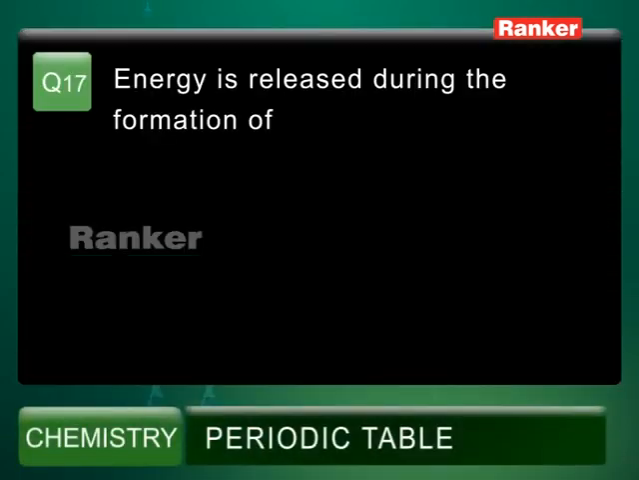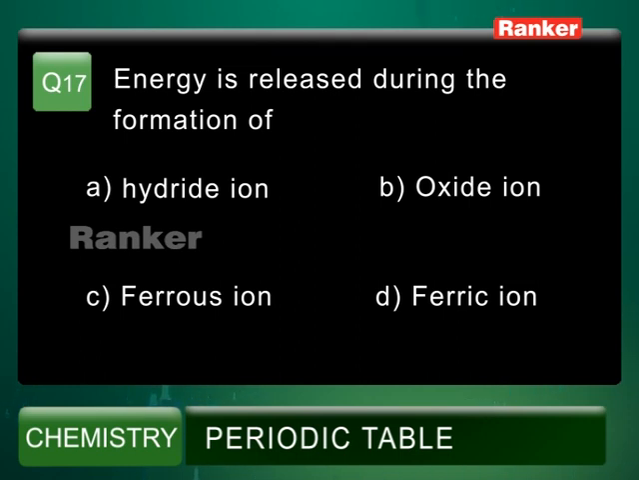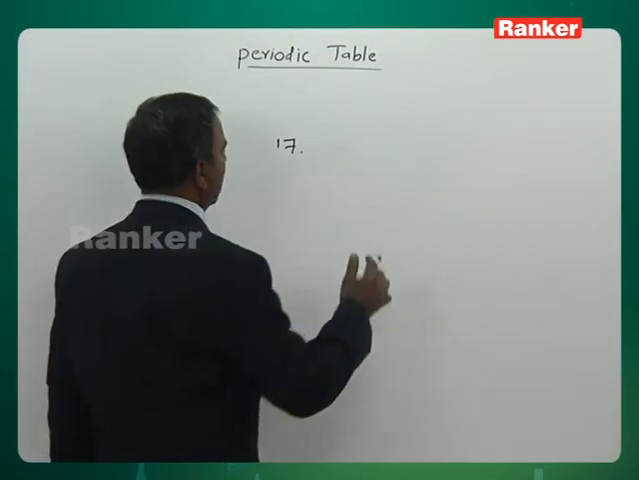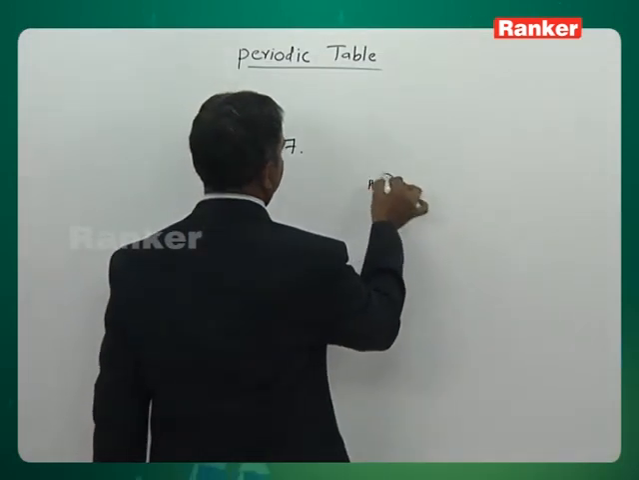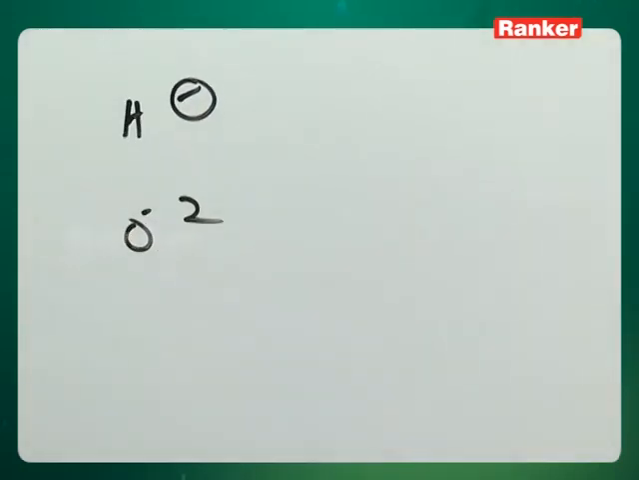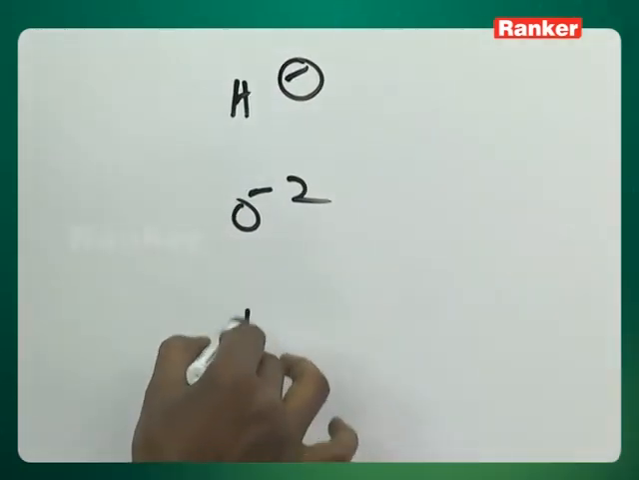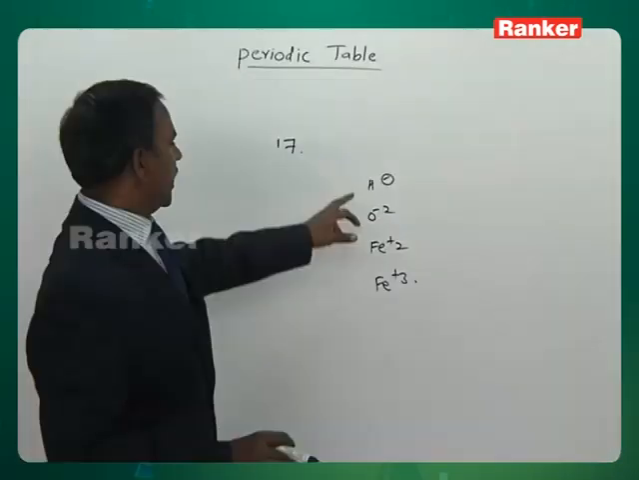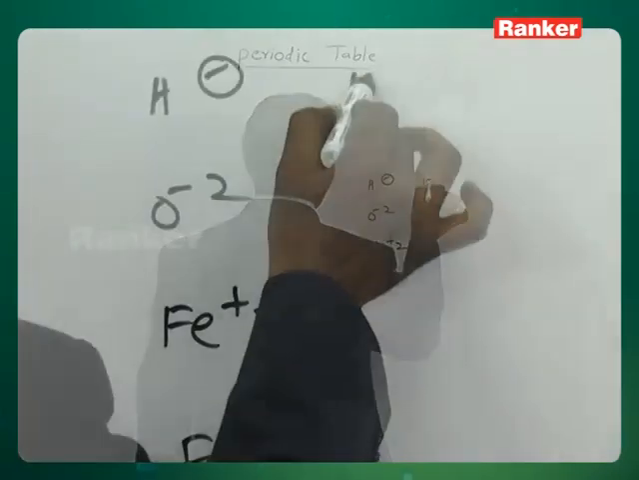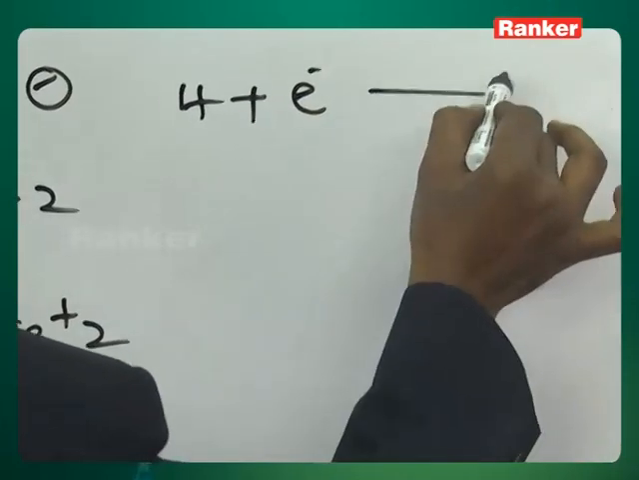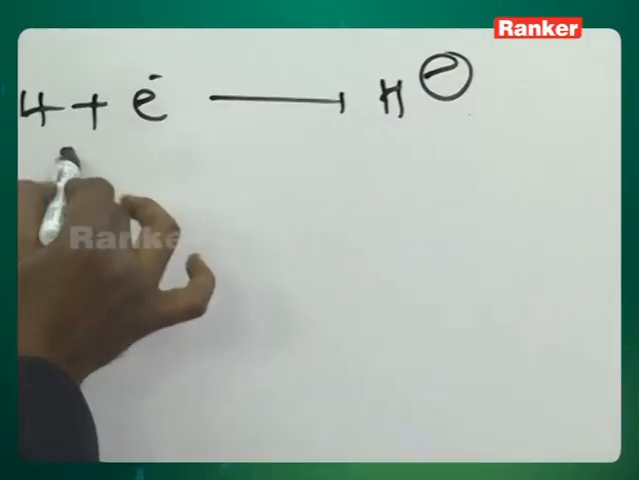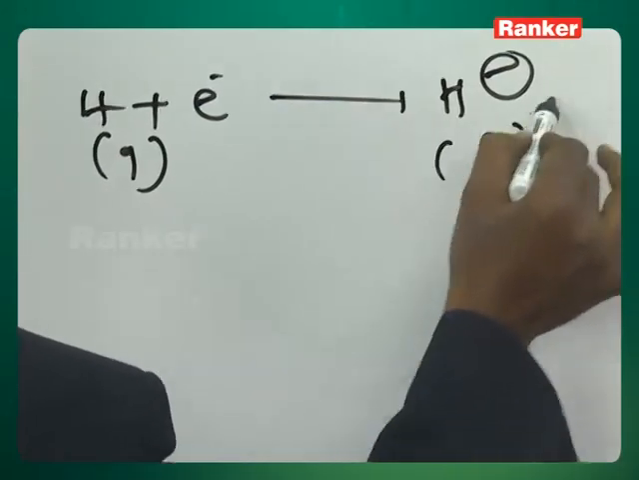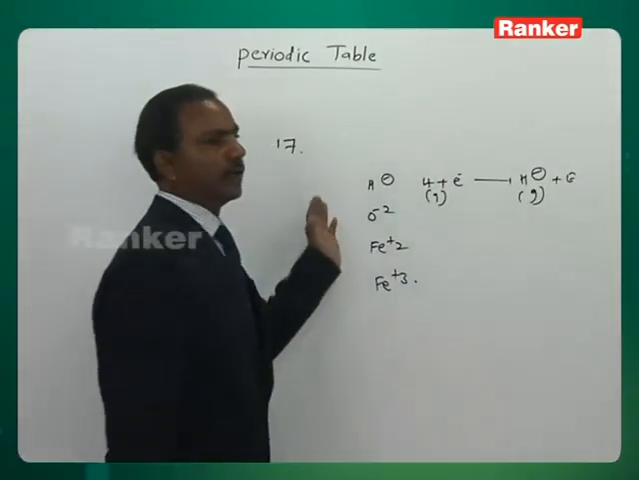Question number 17. Energy is released during the formation of a hydrogen ion, an oxide ion, a ferrous ion, a ferric ion. See, the first one is the hydrogen ion, H minus. Next, oxide ion O minus 2, ferrous ion Fe plus 2, ferric ion Fe plus 3. In this, whenever H is converting into H minus, you are adding an electron. In the gaseous state, the energy liberated we call electron affinity.